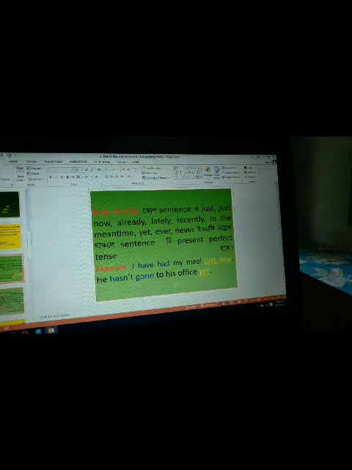Another example, he hasn't gone to his office yet. Here the word yet refers to that it's present perfect tense. That's why I have used hasn't gone as verb in this sentence.